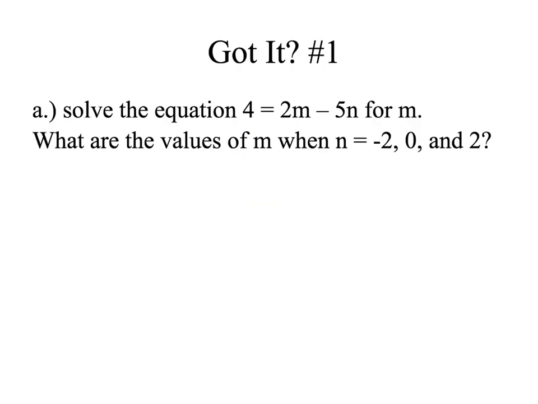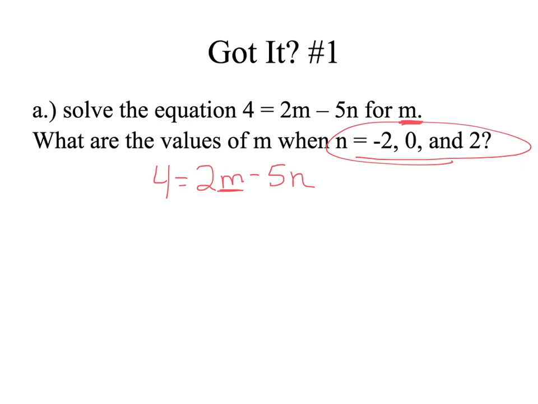We want to solve this equation. 4 equals 2m minus 5n. Sorry, I didn't think something was right there. We want to solve it for m. And then we want to plug in, and we want to figure out the values of m when we plug in these 3 numbers. So first, let's solve it for m.